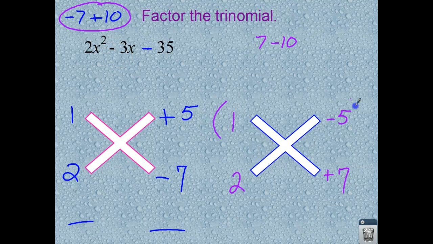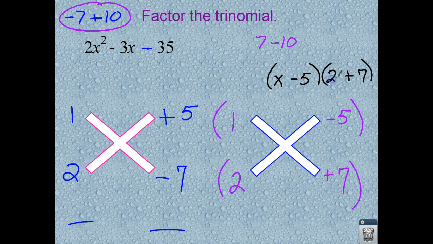So let's group up our answers here and write it out. All right, we're going to end up with a negative 5 in the first binomial and a 7 in the second, and then we have 1x, and then we have 2 x's. Foil that out, multiply it out, and you should end up with that trinomial here that we started with. Final answer circled.